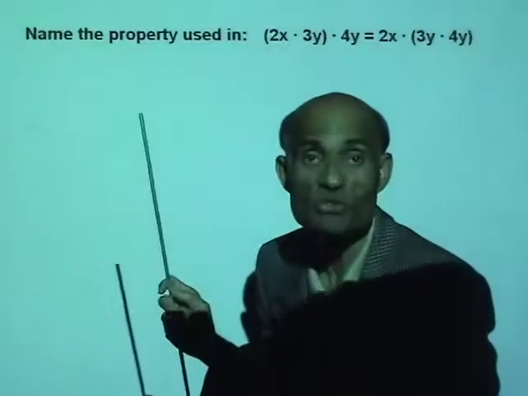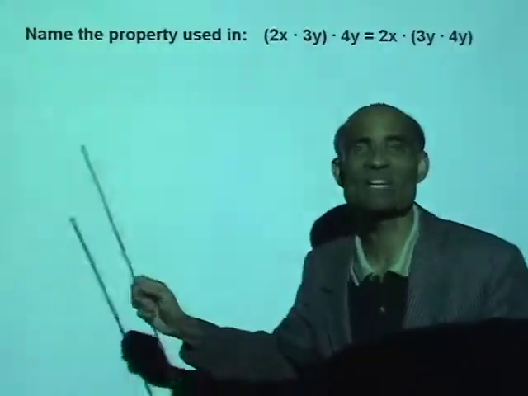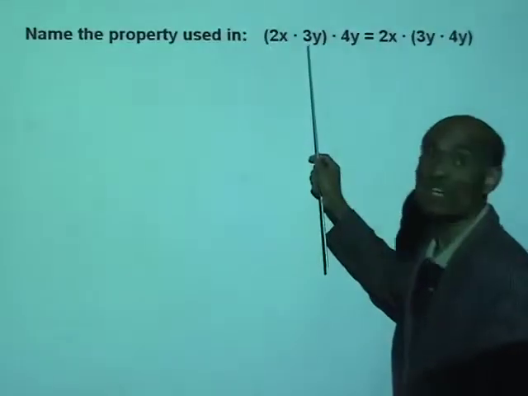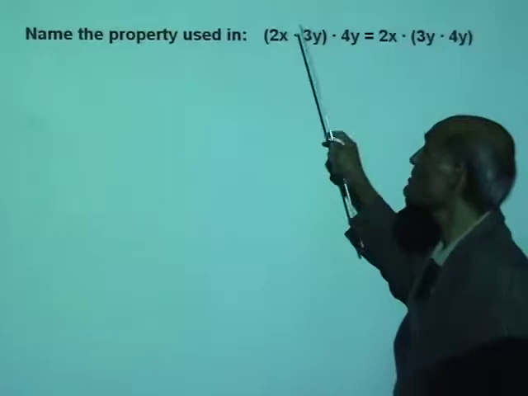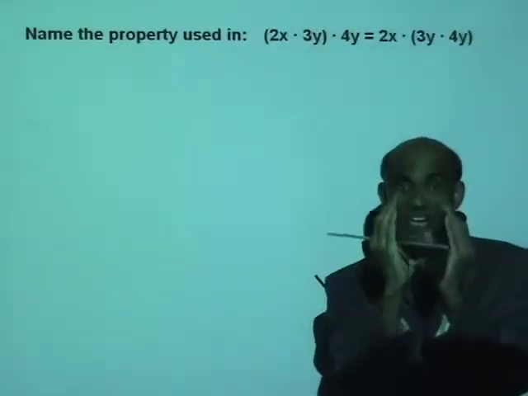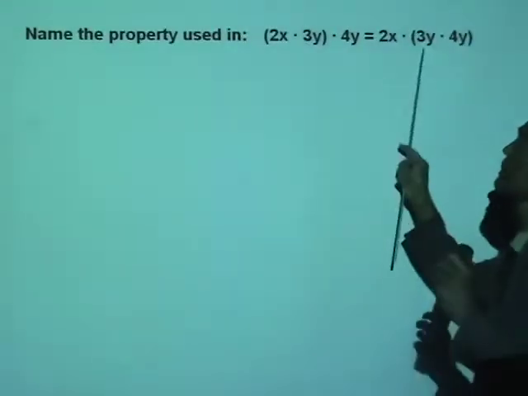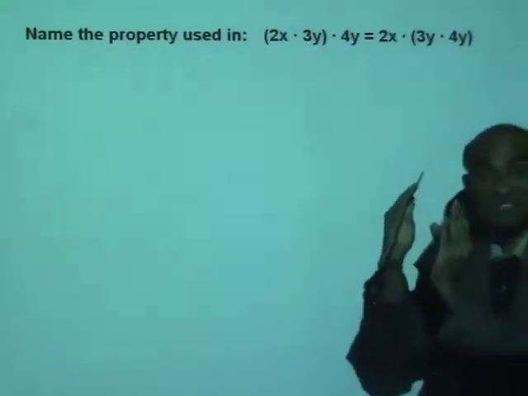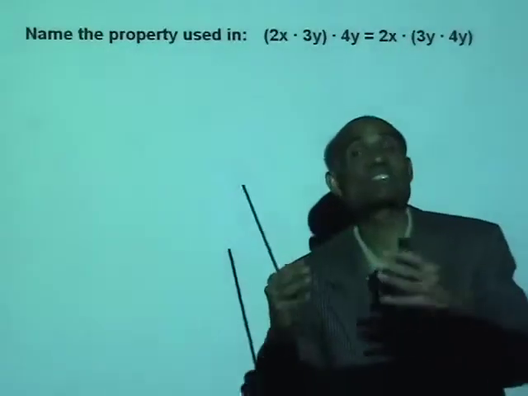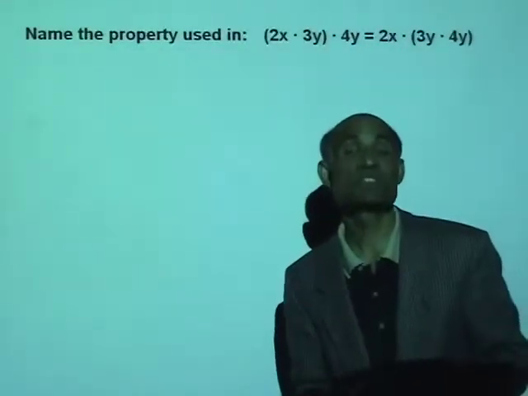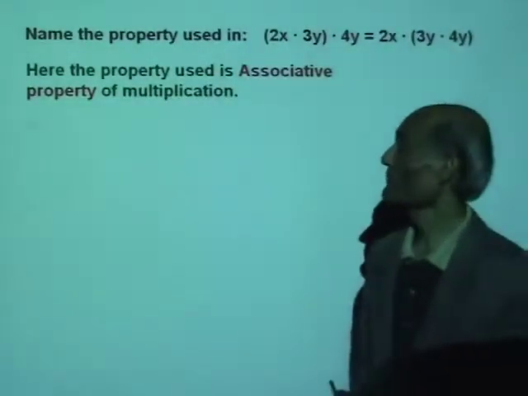The property used there is the associative property of multiplication. You see, the association has changed. In the first, we used 2x multiplied by 3y in a group. In the second, we have 3y multiplied by 4y as a group. The association has changed, but the result hasn't changed. The associative property of multiplication.